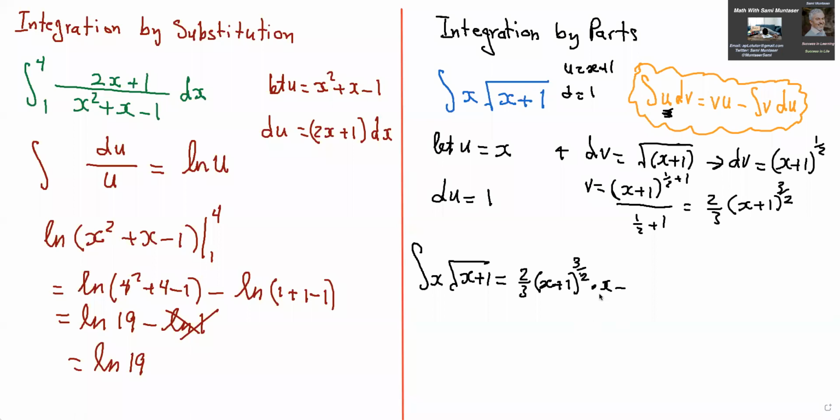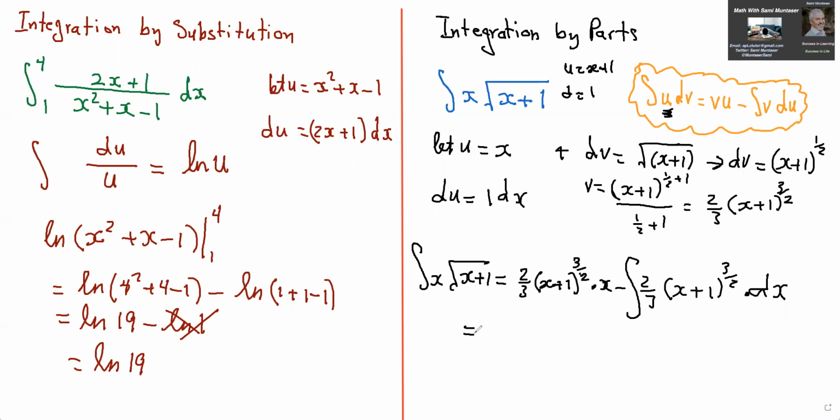So minus v, which is 2/3 x plus 1 to the power of 3 halves, times du. du is already 1, so you should write dx here. So du is already 1, so 1 dx. You don't have to write 1 here, but we just write dx. And now, of course, when we did that, we should have had the integration sign right there. Of course, all of this is being integrated now.